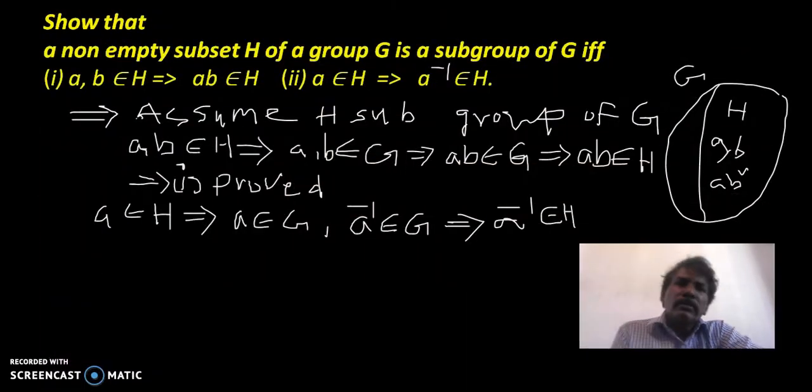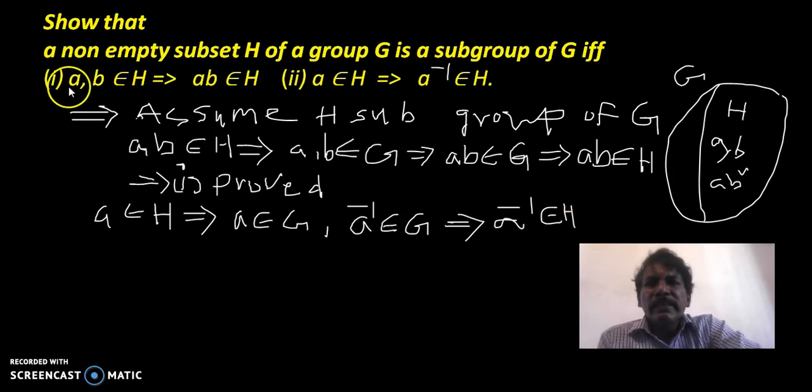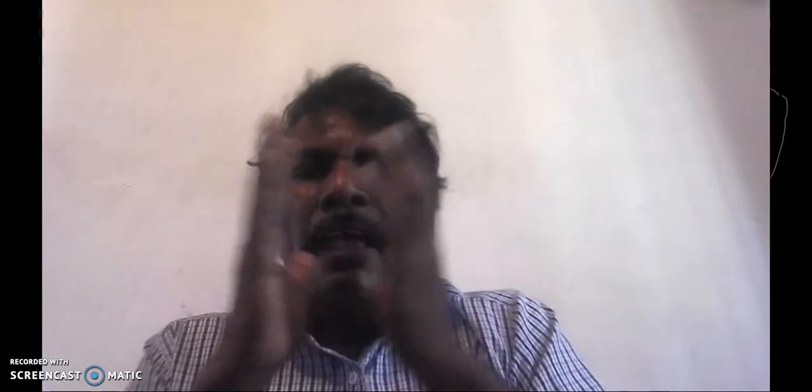Now the converse part, that's what we have to prove now. The converse part is: if these two conditions are satisfied, then H is a subgroup of G. That's what we have to prove. So the converse is that if A, B belong to H implies AB belongs to H, and if A belongs to H, A inverse belongs to H, then H is a subgroup of G.